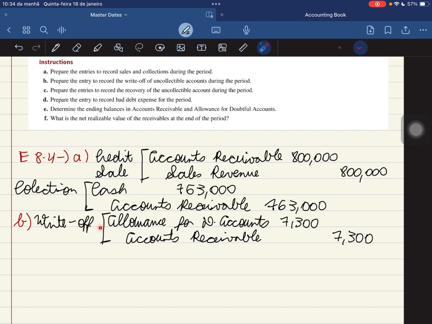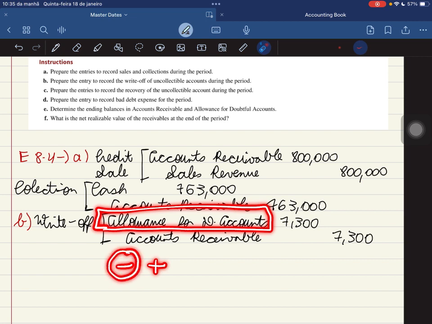But for the allowance of doubtful accounts, it is a contra accounts receivable account. What does that mean? It means that allowance for doubtful account is actually a minus and a plus, which means that here, since I have it on this position, it is on the minus position, which means that I am deducting this money from my allowance of doubtful accounts.